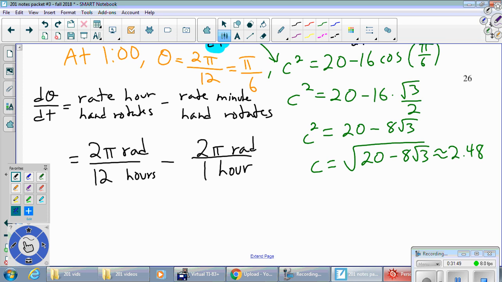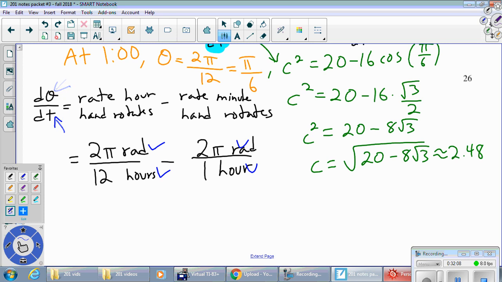And we simply subtract those rates, and that will give us an exact measure for the rate at which theta is changing. And even the units make sense, right? We know that the units for d theta dt will be radians per hour. And that's exactly what the units are for these two fractions.